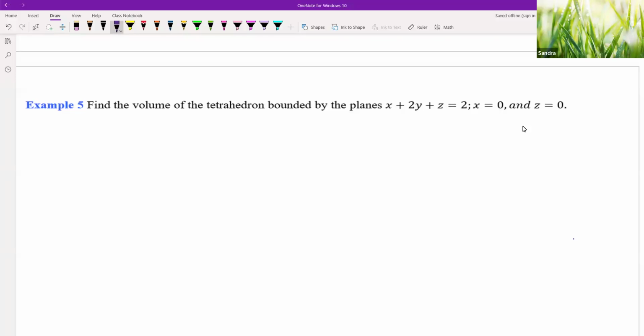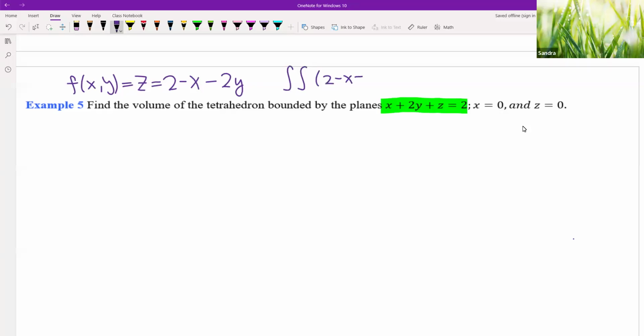Okay, so I'm gonna start with this piece right here. So they have given us this piece, not the x. Let me go ahead and go back. And so I can solve for z. If I solve for z, then that would be 2 minus x minus 2y, because this is a function of x and y. And so that would be the function that will go in the integral, the function that will go inside there.